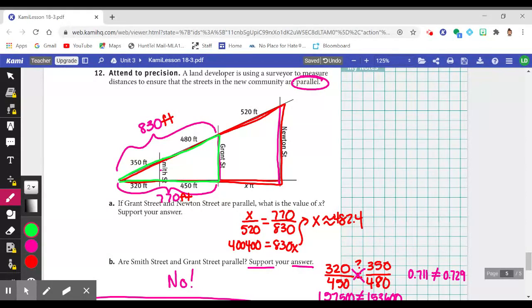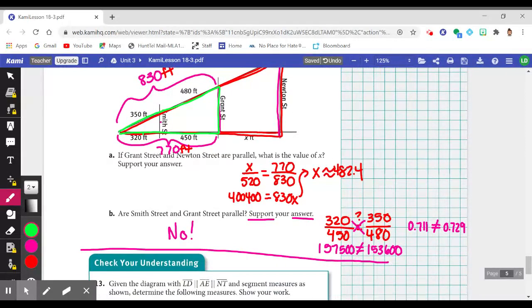Well, we compare corresponding sides. So I compared 320 to 450. I actually compared two parts on the same side of the triangle, which is acceptable, or you could have done 320 over 350. Well, if I did 320 over 450, then I had to go to the other side of the triangle and compare 350 to 480. Well, if you notice, here is that proportion. When I cross multiply, I get two very different values, which tells me that this ratio is not equal to this one.